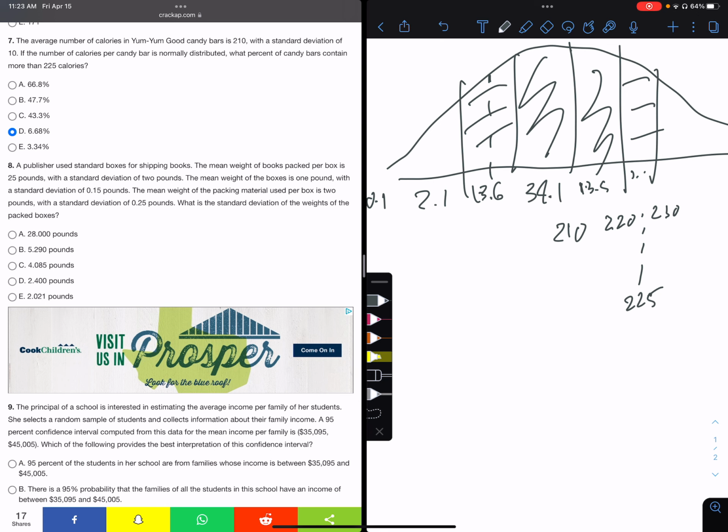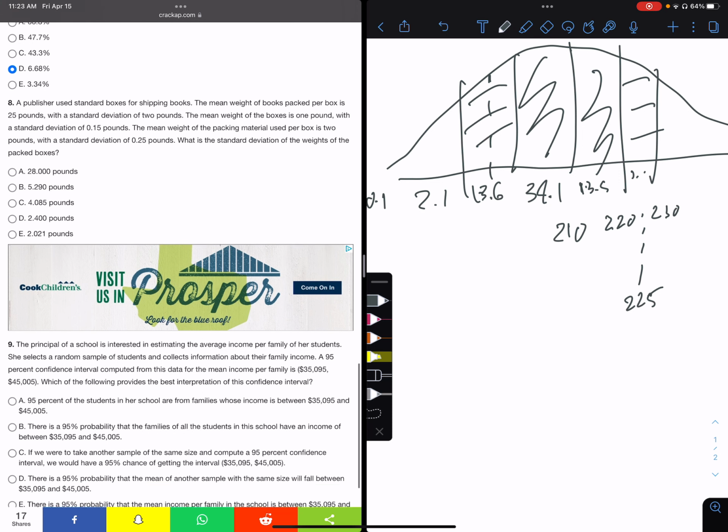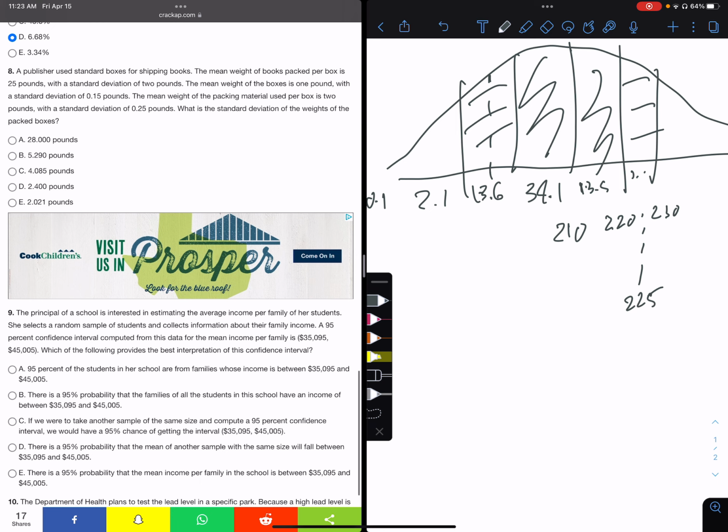A publisher used standard boxes for shipping books. The mean weight of books packed per box is 25 pounds with a standard deviation of 2 pounds. The mean weight of the box is 1 pound with a standard deviation of 0.15 pounds. The mean weight of packing material used per box is 2 pounds, with a standard deviation of 0.25 pounds. What is the standard deviation of the weights of the packed boxes?